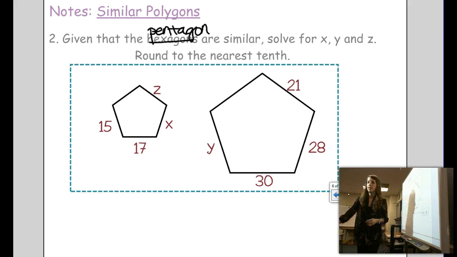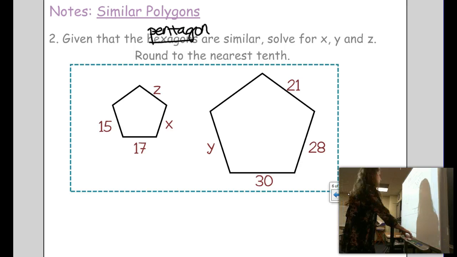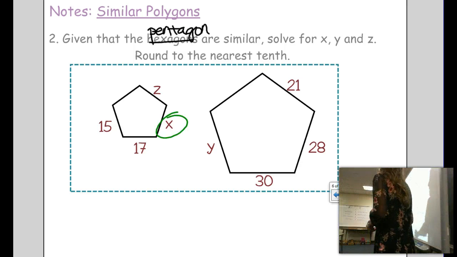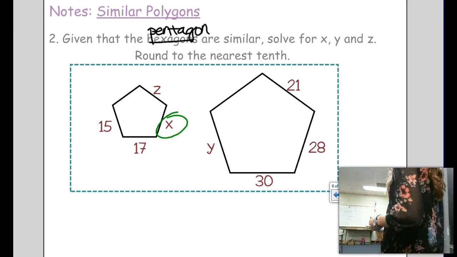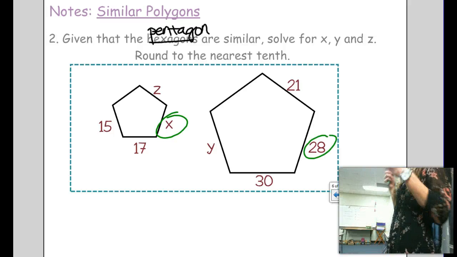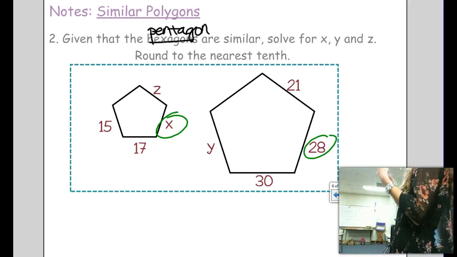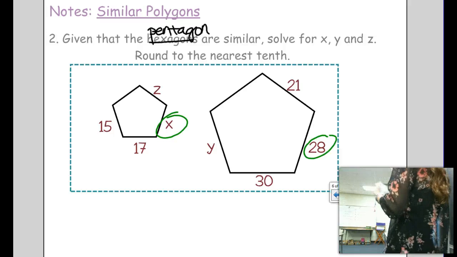Anyways, so if you're overwhelmed by having to solve for 3 unknowns, then I need you to just focus on one at a time. I need everyone to just find x and ignore all the other ones. Just find x. Now, to find x, what does x go with in this shape? 28. Those go together. It's like finding a key. We've got to find 2 numbers that go together and we have both of them.